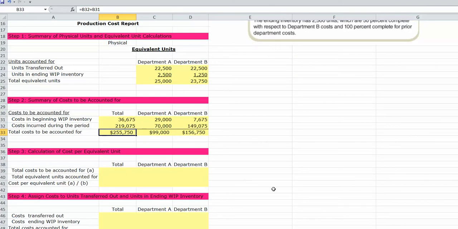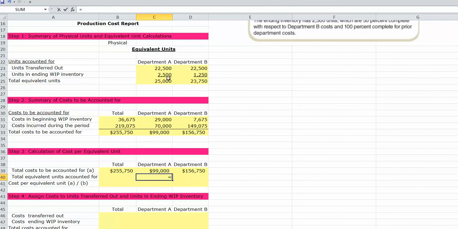Next step, we have to calculate our cost per equivalent unit. We take our total costs in total and for Department A and B, and we divide them by the equivalent units. So the 99,000 divided by 25,000 equivalent units for Department A.